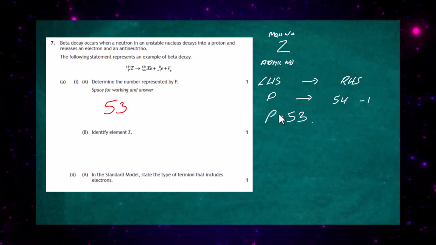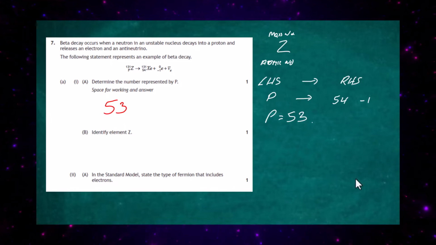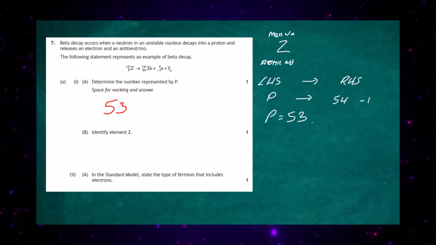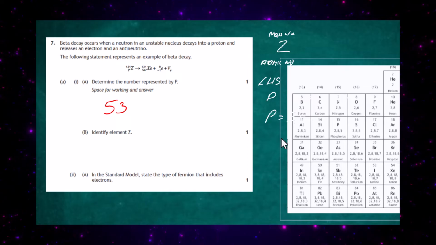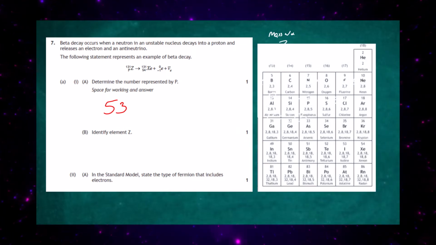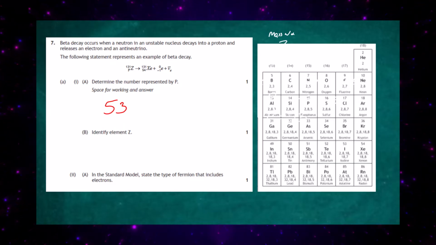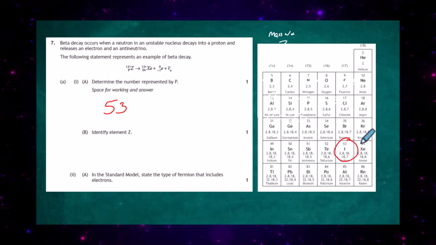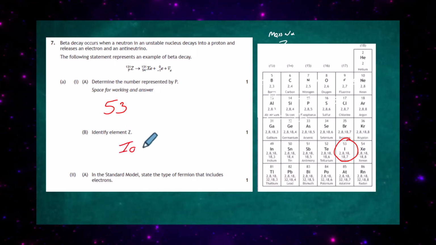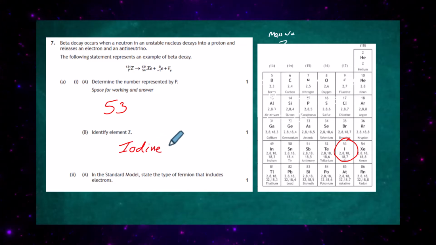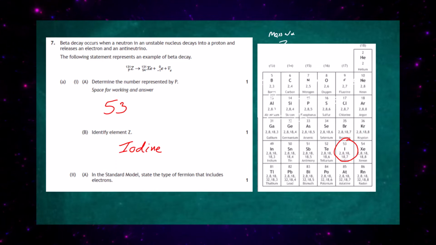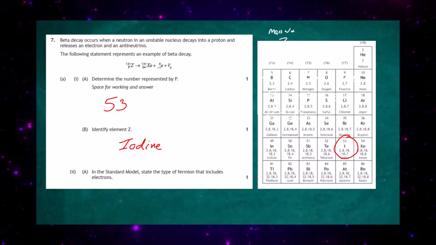Now the second part of this, it says identify element Z. To do that, we've got the atomic number, and that can identify it, as we go to the periodic table, which will be in your relationship sheet. There it is, and we're going to look for an element which has an atomic number of 53, and I can see it down there, and circle it for you, and it's going to be iodine. So identify element Z has got to be iodine. So, 2 marks already.